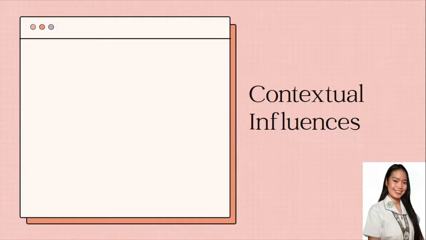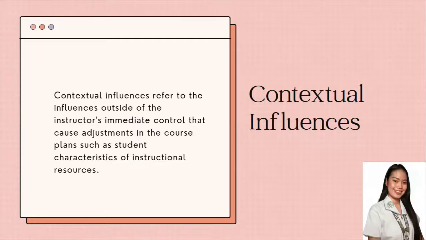The next, or the second part, is the contextual influences. It refers to the influences outside of the instructor's immediate control that cause adjustments in the course plan, such as students' characteristics and instructional resources. Dito sa contextual influences, minomodify niya yung content na kung saan yung characteristic ng students are the most prominent or the most important.